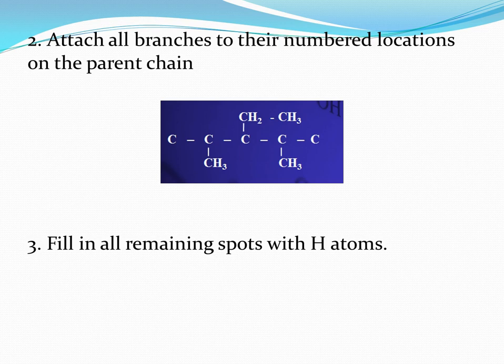Notice how the naming changes when there are 2 of the same type of branch. Instead of listing them separately, we list the number of each and then add a prefix of di in front of the branch name. The final step here would be to draw in the hydrogens to fill each carbon's octet. A carbon can have 4 bonds, so ensure that each carbon has 4 bonds by adding in hydrogens that are bonded to them.